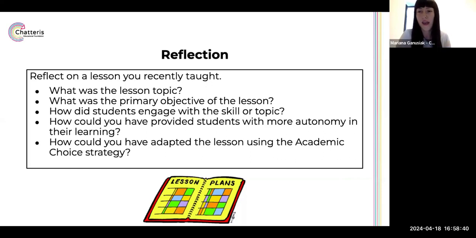Think about a lesson that you have taught recently. What was the main objective of the lesson? What skills were students practicing? How did you structure that lesson? What were the main activities in that lesson? And how could you have adapted that lesson using the academic choice strategy? And I will give you 2 minutes to reflect. Again, if you feel comfortable, please feel free to share in the chat box or mute yourself and share, but I'm not asking people to share at this stage.